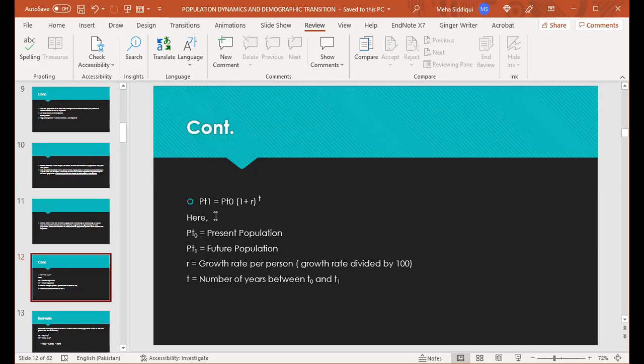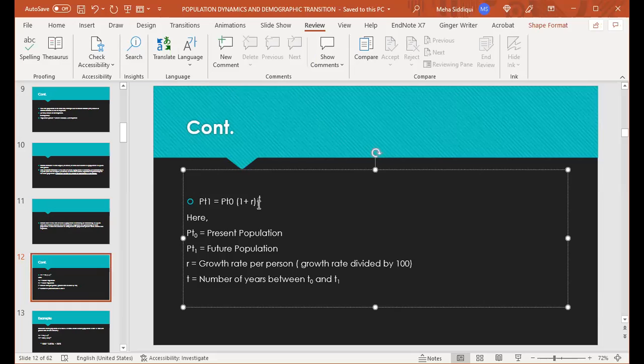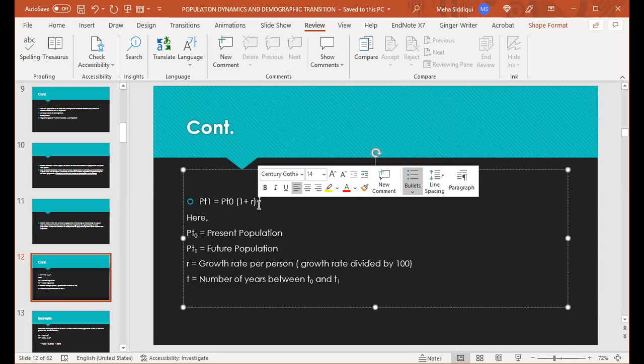Now, this is another equation to calculate the future population, that is PT1, which represents future population, equals present population times (1 plus R) to the power T. R is growth rate per person, and it is taken as divided by 100, because growth rates are usually in percentages, and T is the number of years between T naught and T1.